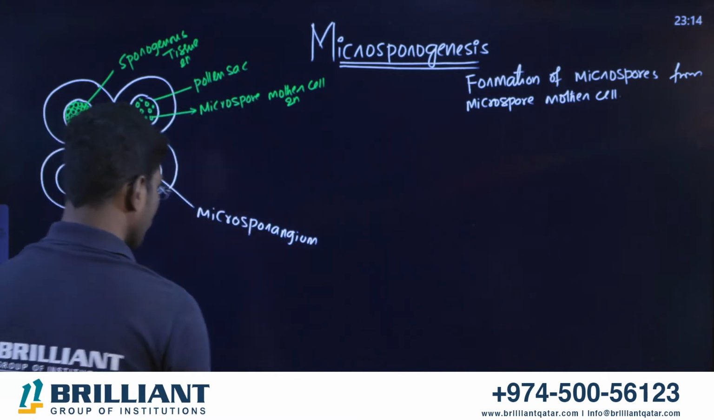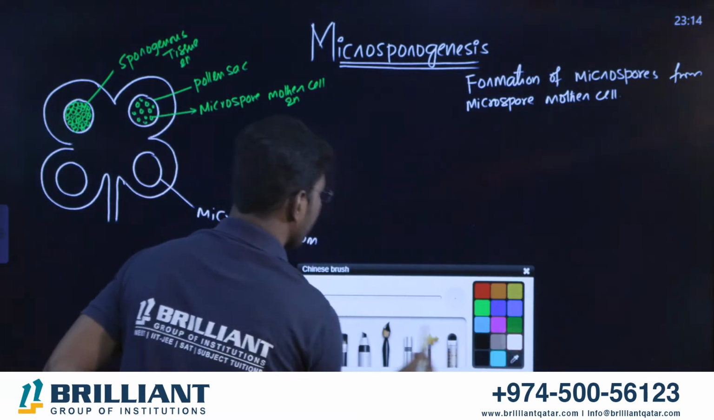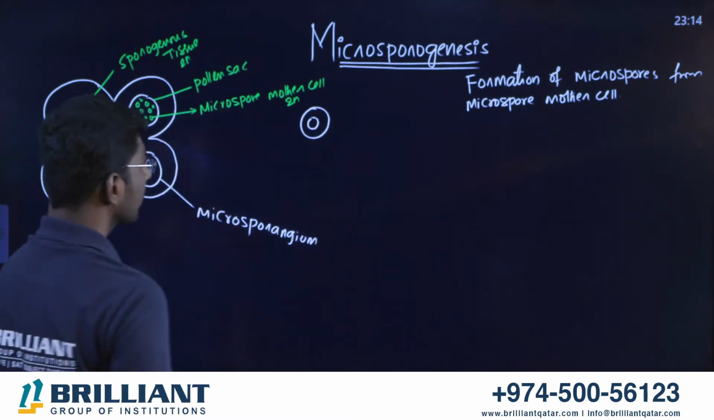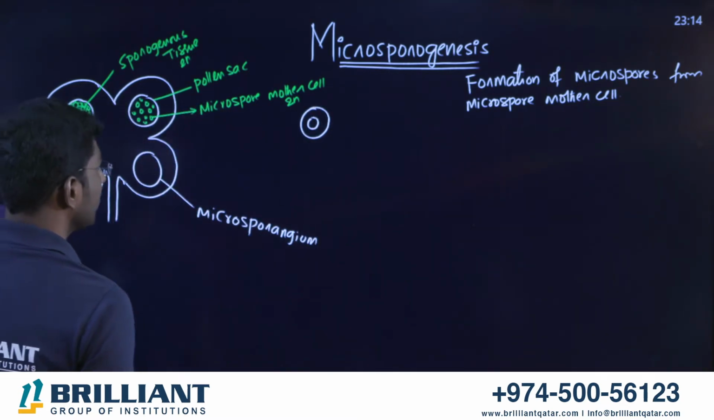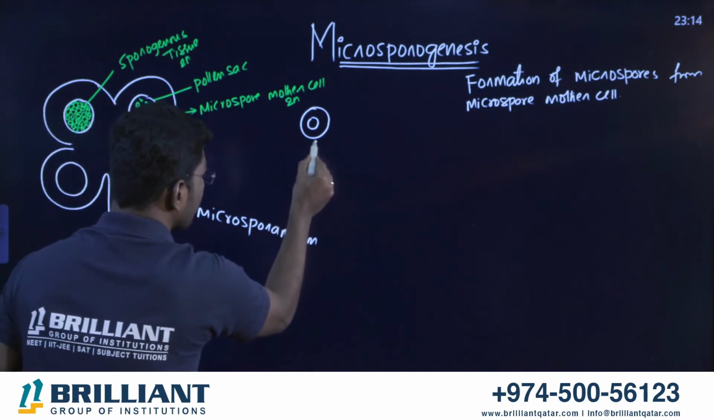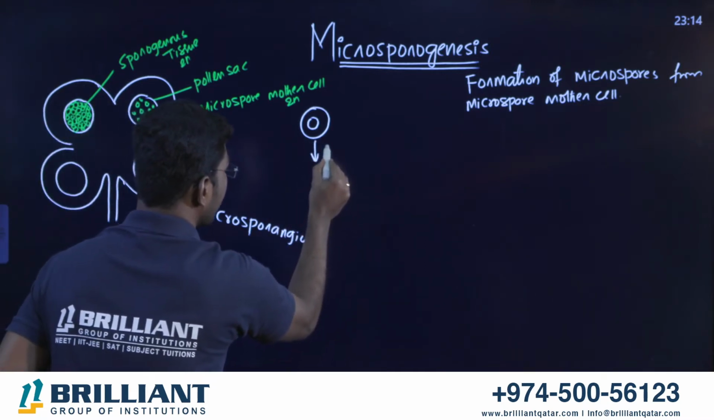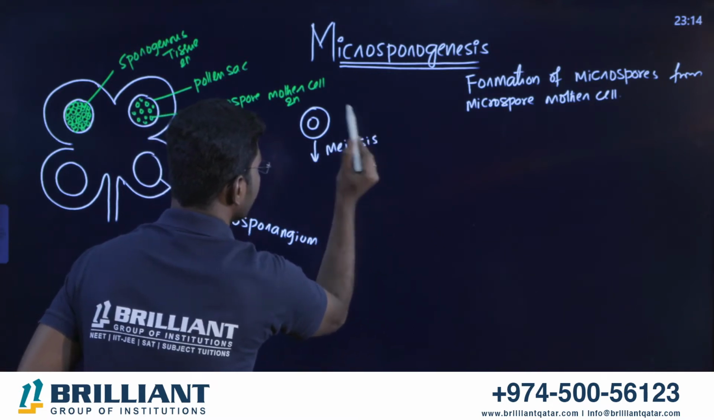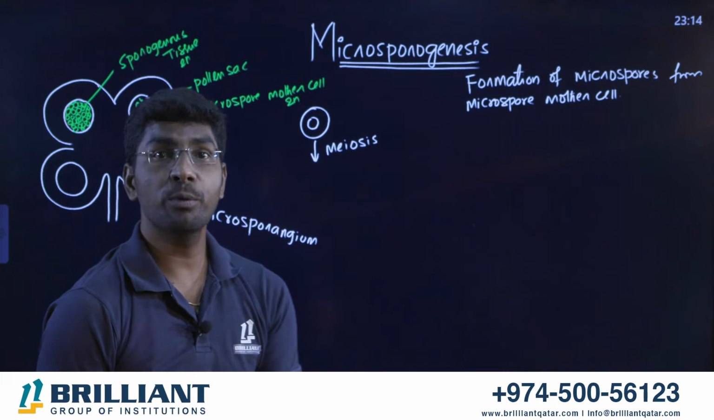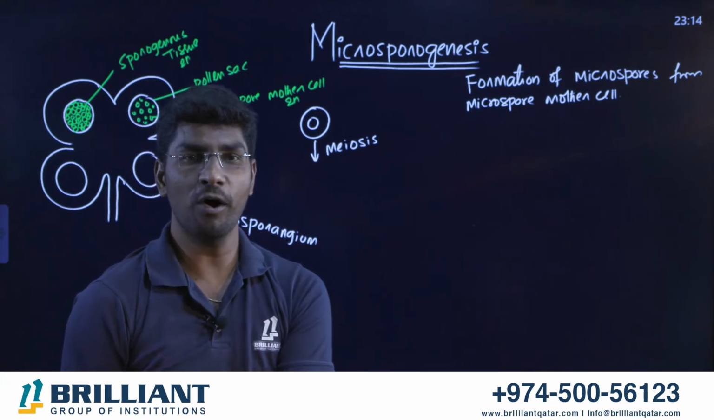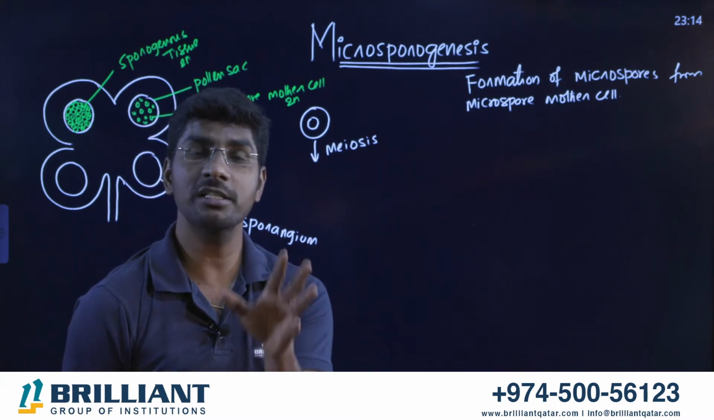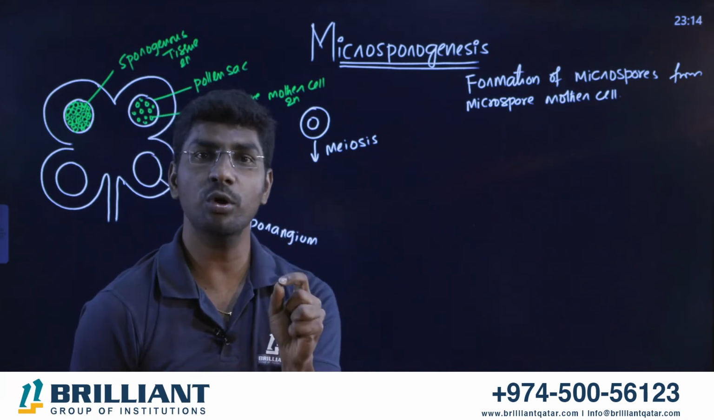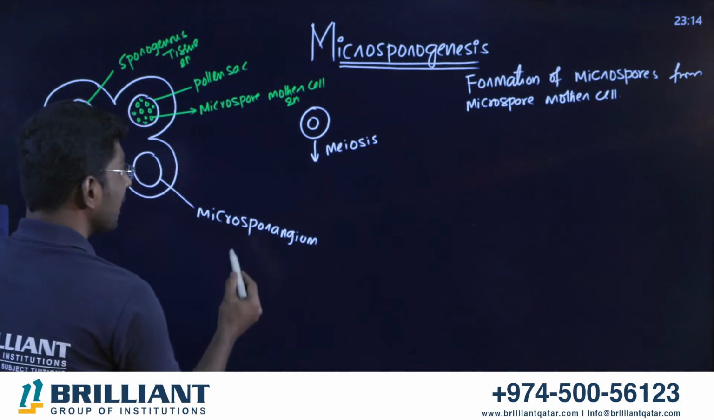Let me take one microspore mother cell aside. This is one microspore mother cell, diploid in nature. Clear? In this microspore mother cell, after meiosis division, a microspore tetrad will form. So 4 haploid cells will form. Those 4 haploid cells are together, so that is called the tetrad.